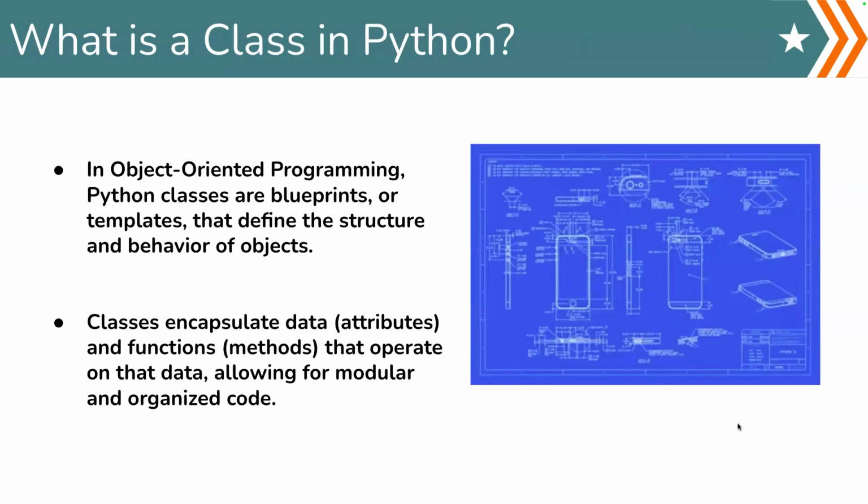Now, what is a class in Python? In object-oriented programming, Python classes are blueprints or templates that define the structure and behavior of an object. Classes encapsulate data, attributes, and functions, which are methods, that operate on that data, allowing for modular and organized code. So here's where we're really going to start diving into the concept of DRY, which stands for don't repeat yourself. What we're utilizing classes for, which we'll see in code shortly, right now we're just understanding the overall concept, is we're trying to stop ourselves from rewriting code over and over again.